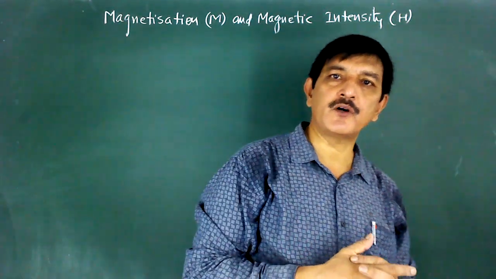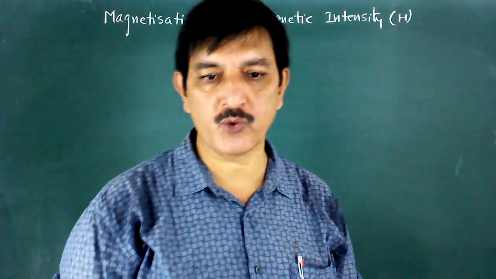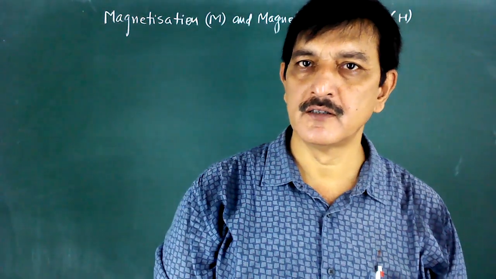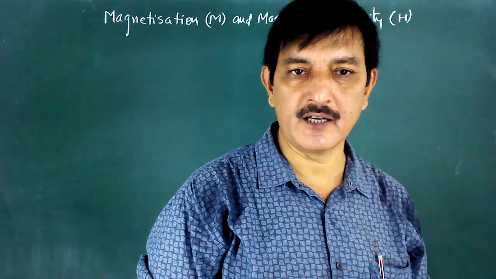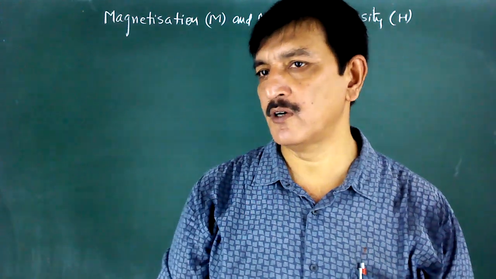The SI unit of magnetic moment is ampere meter square, and it is a vector quantity. Magnetic moment is a vector quantity and its direction is along the direction of magnetic field.